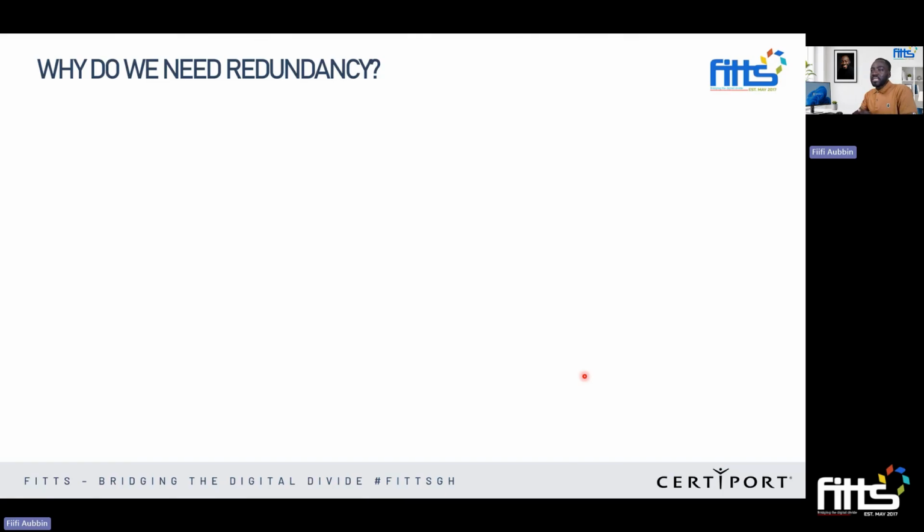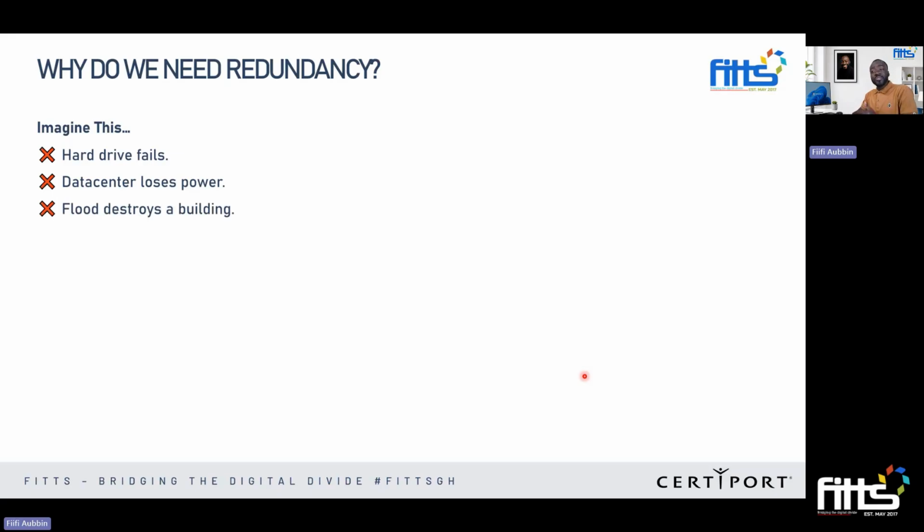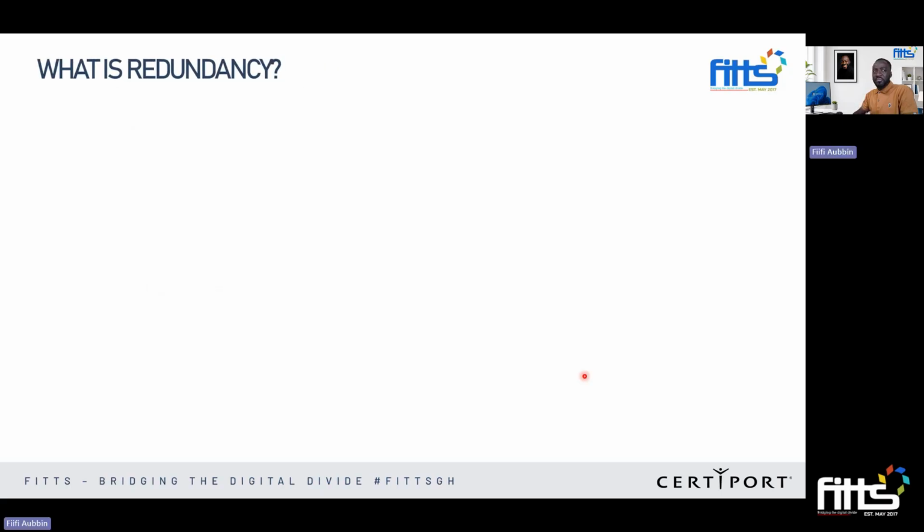So why do we need redundancy? I want you to imagine this simple scenario. Yes, your hard drive can fail. Your data center can lose power, which is no fault of yours. A flood can also destroy a building, especially if your data center is located in that particular location. And a region can also experience a disaster. So the question here is, is your data still available? And if it's available, where can we get it?